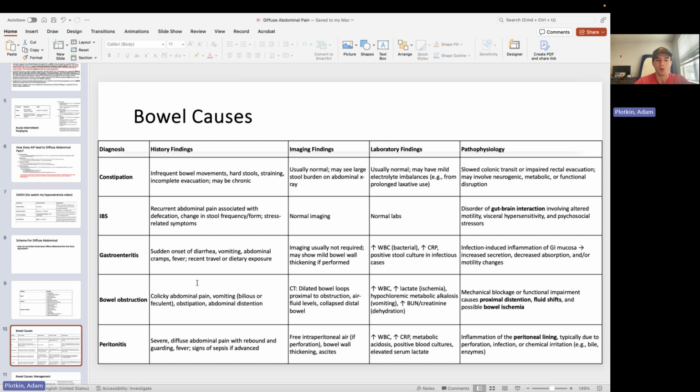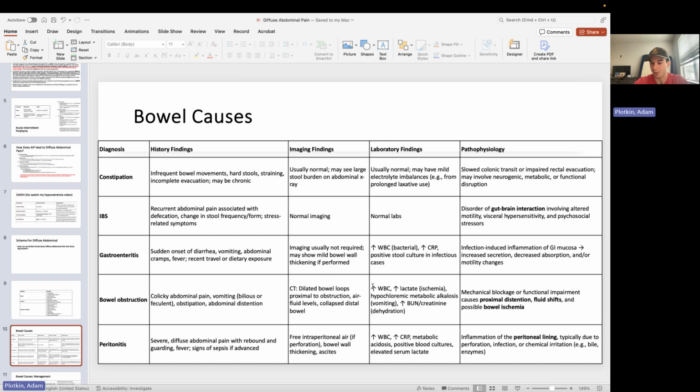Bowel obstruction, we'll see this colicky abdominal pain, vomiting, potentially bilious or feculent, right, depending on where that obstruction is. We can see obstipation, so a lack of poop, and then abdominal distension. If we did a CT, we might see dilated bowel loops proximal to the obstruction. We could see air fluid levels where that obstruction is, and we could see collapsed distal bowel, okay?